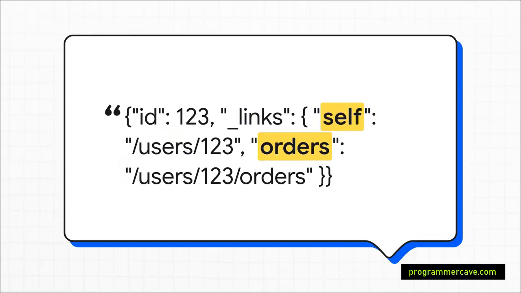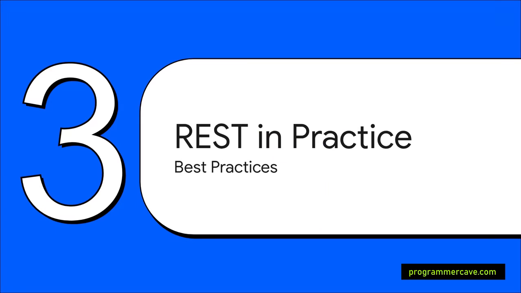Let's make this real. Look at this example JSON for a user. You get the ID and the name, sure, but check out that _links object. This is the magic. The client app doesn't need to have the URL pattern for a user's orders hard-coded into it. It can just look at this response, find the link with the name orders, and follow it. This means the server can change its URL structure later, and the client won't break. It's incredibly powerful.